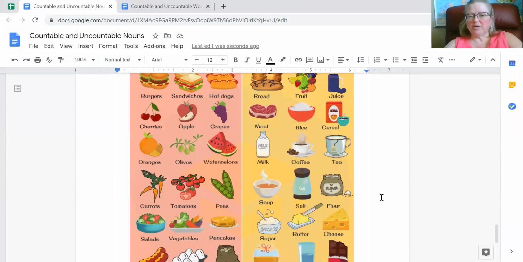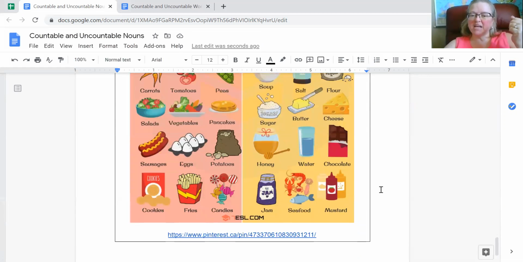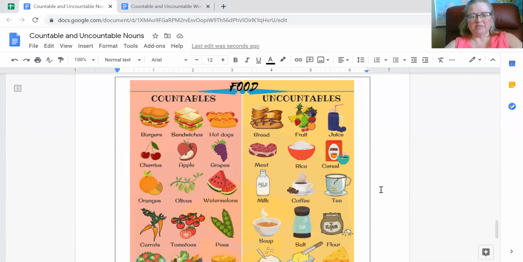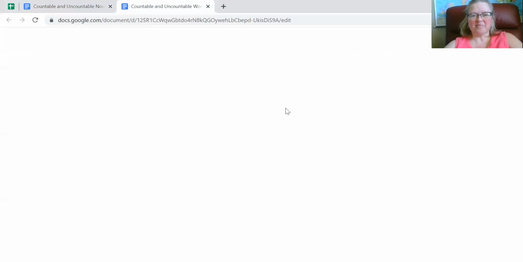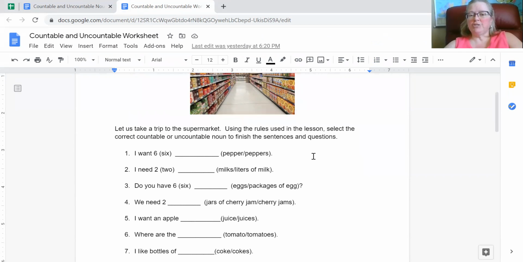Here is something you can use to help you know what is countable and uncountable. You can take it home and use it as a resource, as something to look at and say, oh, now I know. Good. Let's practice. Let's do the first two together. Then you can take the sheet and work by yourself. We're taking a trip to the supermarket, and we're going to be looking for countable and uncountable nouns at a supermarket. Make sure to use the rules that we've learned to select the correct countable or uncountable noun to finish the sentences and questions.